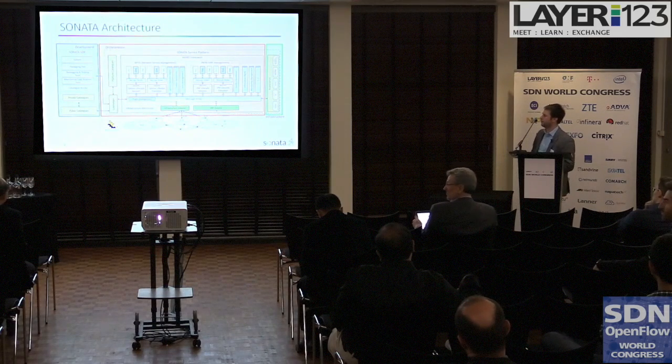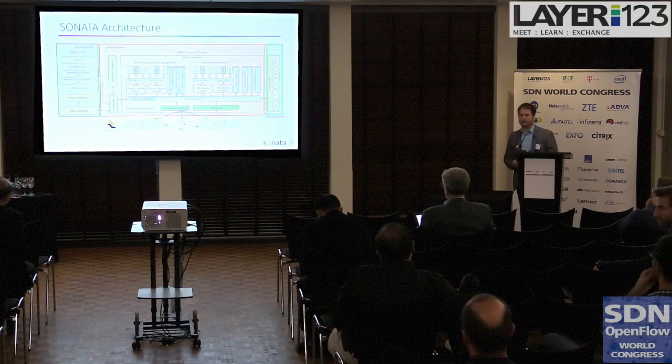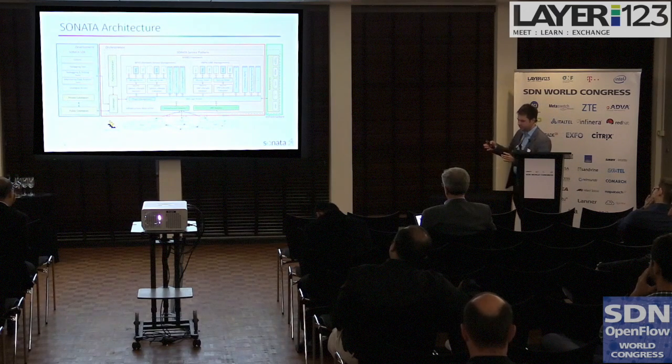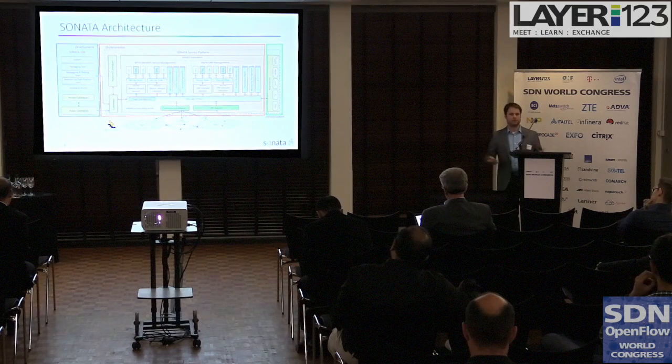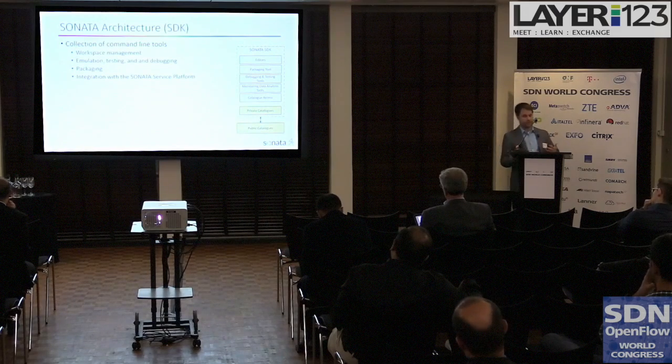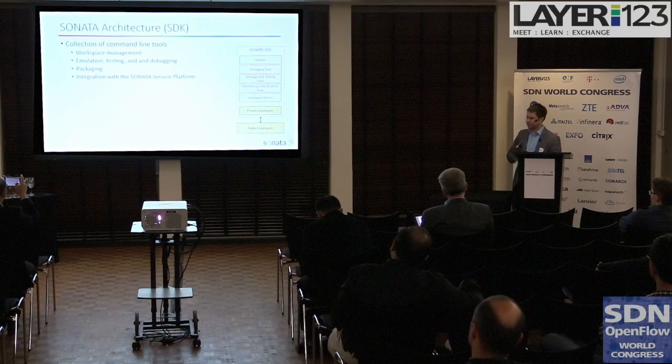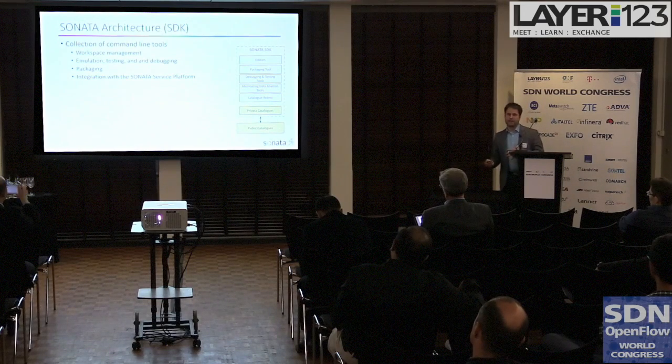And the big part in the middle, that's the Sonata service platform, and I will dive into that a bit as well. So this SDK part and this service platform, these are the main components of the overall architecture that we have. So looking at the SDK, for us the SDK right now is a set of command line tools that allow service developers to work with network functions and to create network functions. So something like creating a workspace, as you may know it from Java Maven.